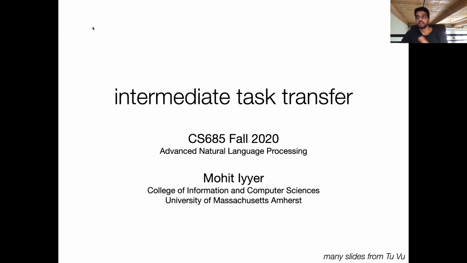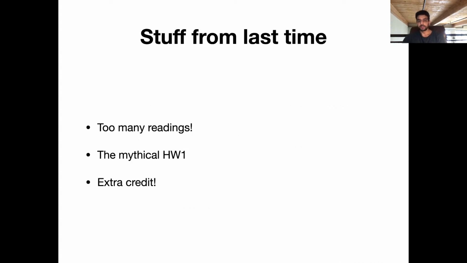So yeah, we're still talking about this intermediate task fine-tuning stuff. Here we'll get a little more concrete in methods that we can use to choose a particular intermediate task. Before we do that, there is some stuff from last time that I will talk about here.